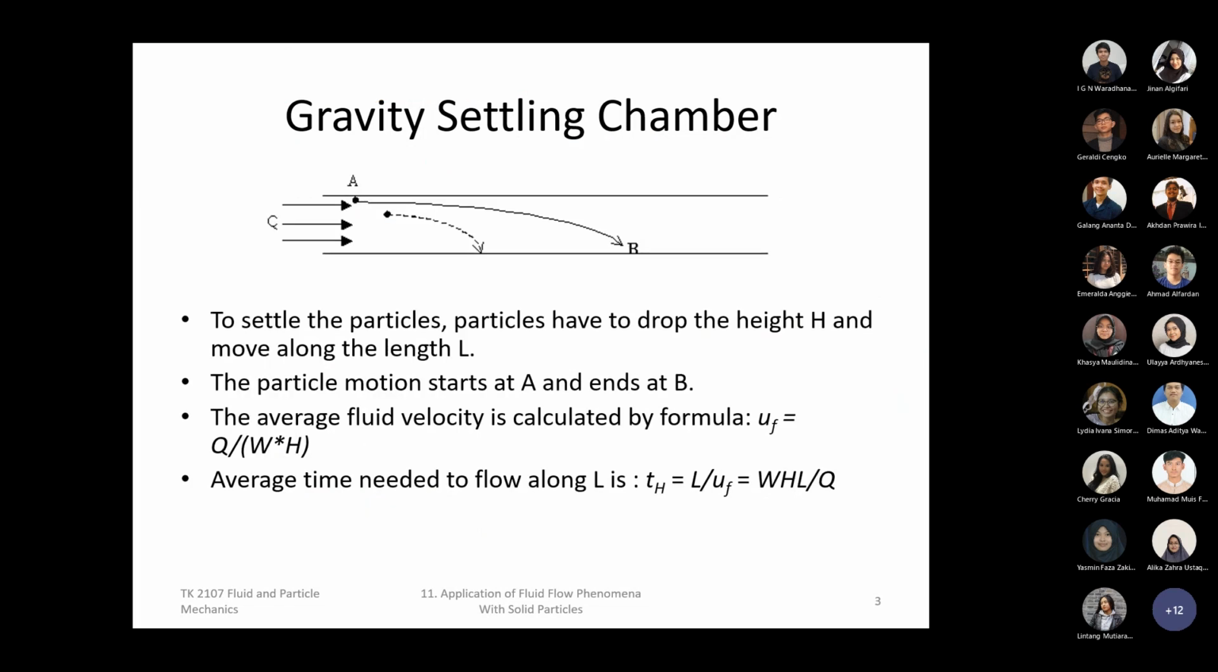So imagine the two-dimensional illustration. To settle, this particle has to drop with the height of h meter, and it has to move less than L meter. So if that's L, if it has already dropped within 1/3 of L, that's good. If it's dropped at 2/3 of L, that's good. But we don't want this to drop at more than the length of the chamber.